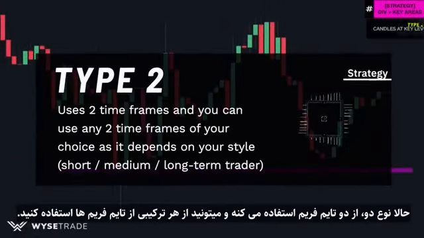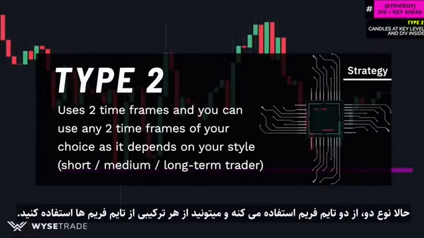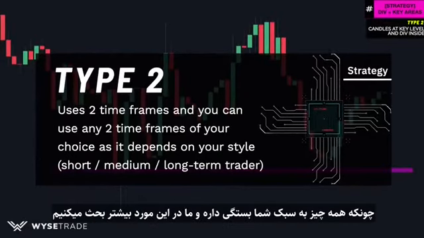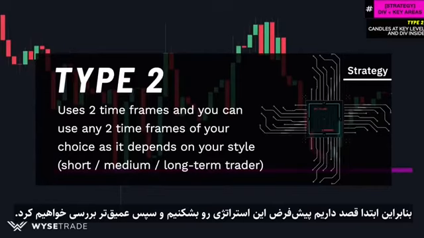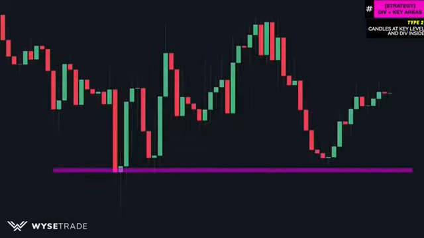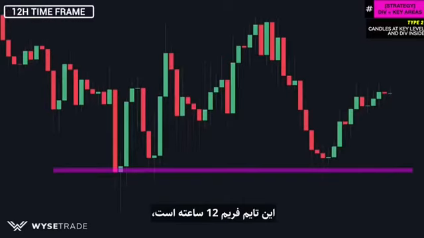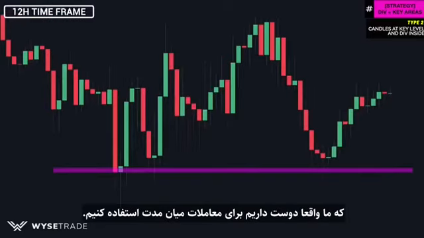Now, type 2 uses 2 time frames, and you can use any combination of time frames you want, as it all depends on your style, and we'll discuss this further. So first, we're going to break down the premise of this strategy, and then we'll go through it more in depth. This here is the 12-hour time frame, which we really like using for medium-term trades.